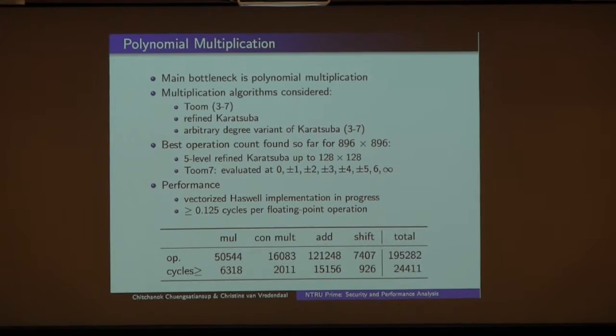So NTRU Prime has another two advantages. First advantage, every m is encryptable, so choosing the wrong m that has a very sparse representation isn't attackable. And also, we choose q so large that there is no probability of decryption failures.